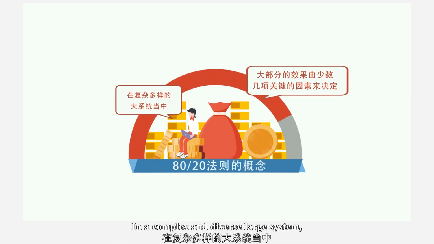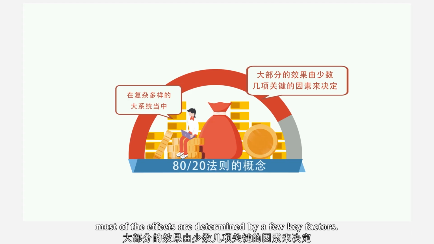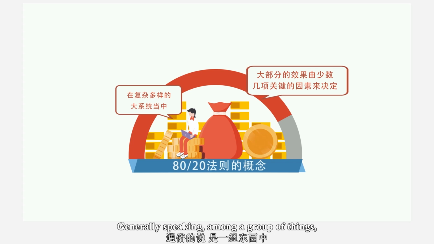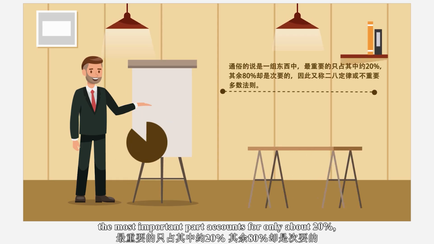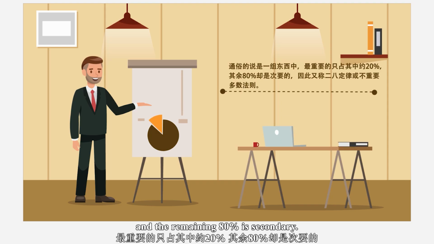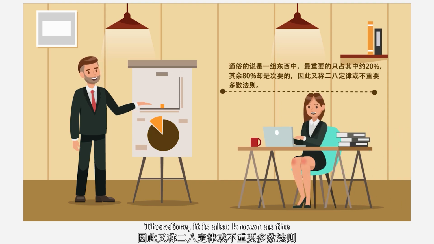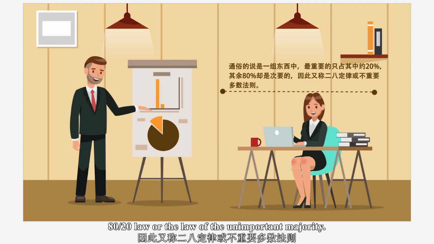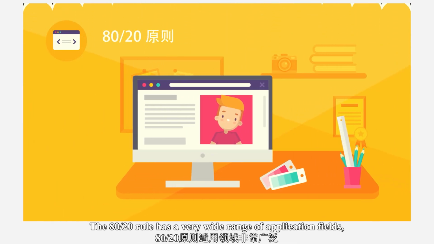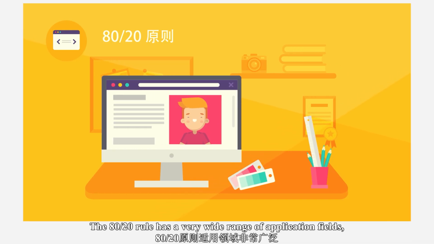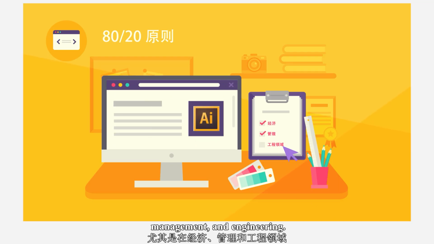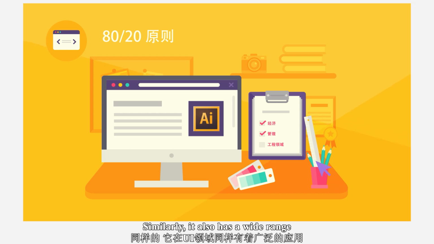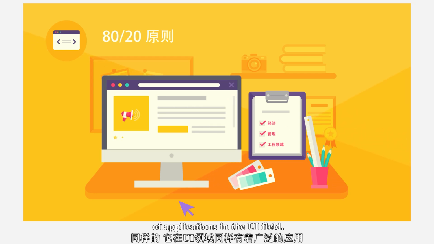In a complex and diverse large system, most of the effects are determined by a few key factors. Generally speaking, among a group of things, the most important part accounts for only about 20%, and the remaining 80% is secondary. Therefore, it is also known as the 80-20 law or the law of the unimportant majority. The 80-20 rule has a very wide range of application fields, especially in economics, management, and engineering. Similarly, it also has a wide range of applications in the UI field.